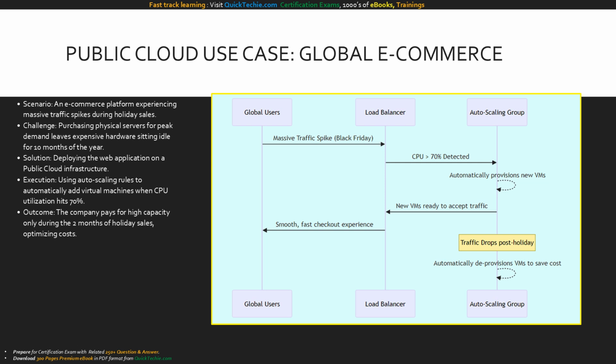But the most important part is the node at the bottom. When the holiday ends and traffic drops, the auto-scaling group detects the low load and automatically destroys those temporary VMs. The billing stops instantly. This sequence perfectly illustrates why the elasticity of the public cloud is revolutionary for variable workloads.